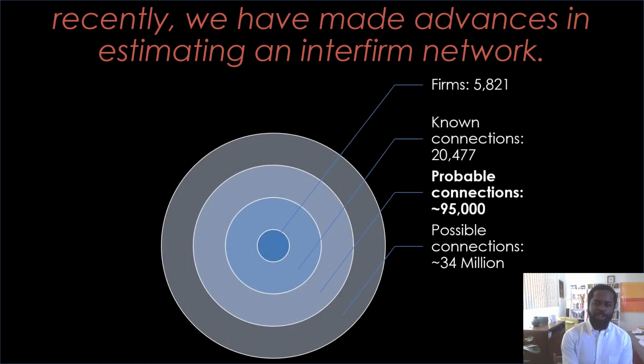So just to say kind of what the inference looks like, we start off with around 6,000 firms, 20,000 known connections. We draw the probabilities, and that leads to just under 100,000 probable connections. Those are the likely connections, where the probability is above a half, just for the probable ones. That's out of a huge universe of 34 million possible connections.